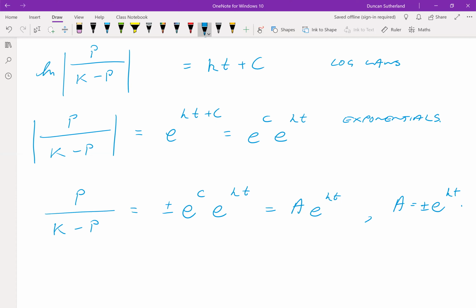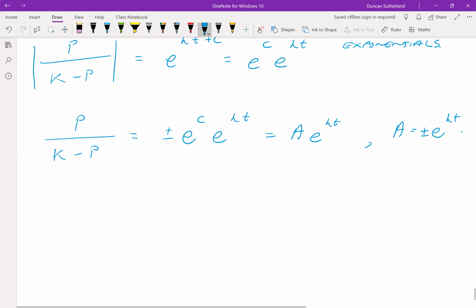Okay, so we're not done yet. This is still in the wrong form. We've just got to go ahead and rearrange it. The fastest way to rearrange it is actually to turn it on its head. So invert this thing.